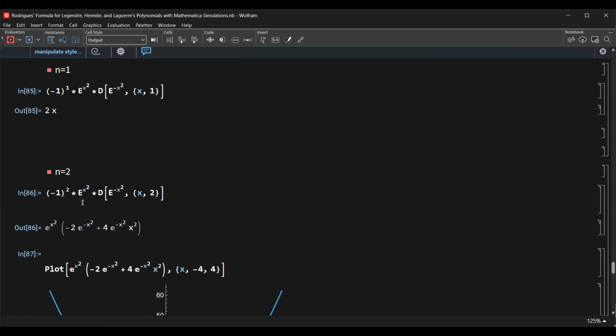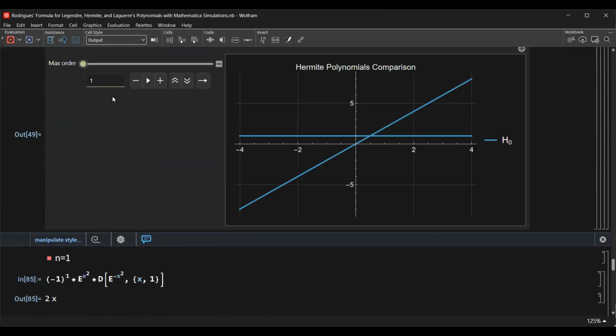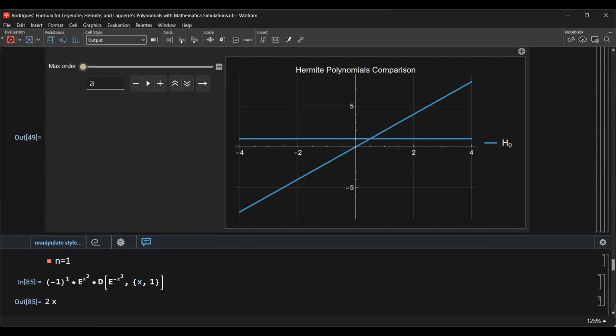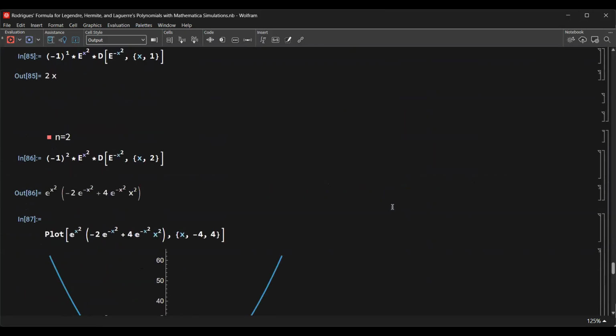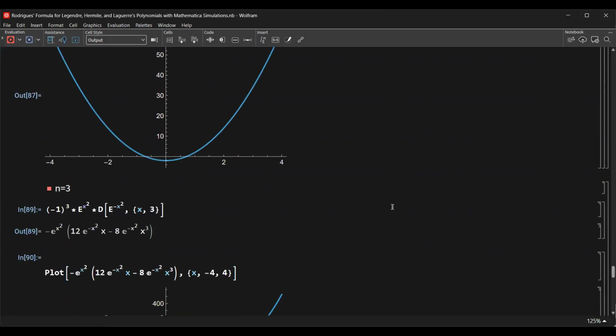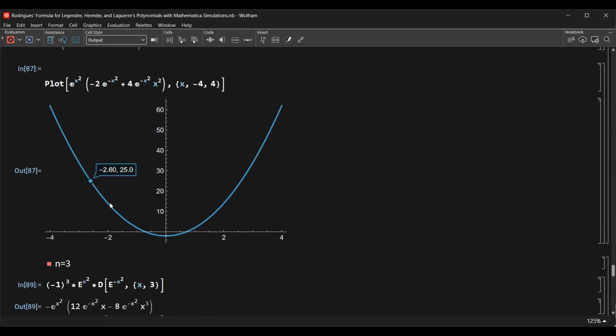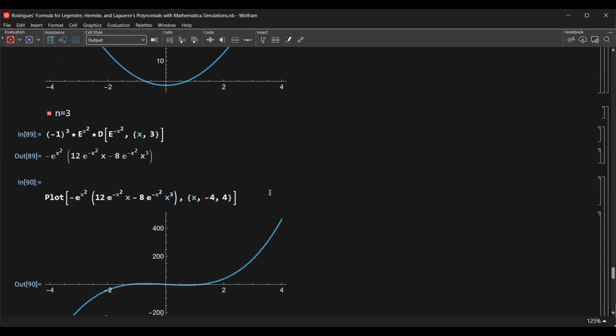For n equals 2, for example, we have the parabola here. So this is n equals 2. And this is 1, for n equals 1 here. And n equals 0 here. So for n equals 2, we have the parabola here.